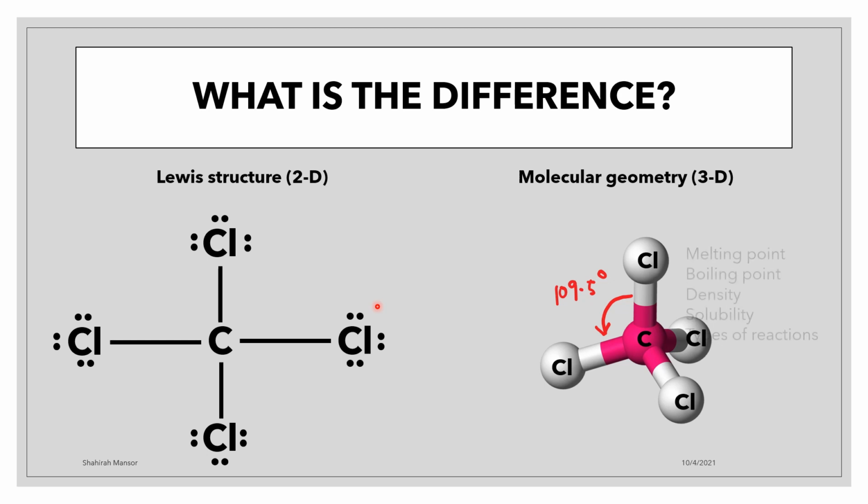And also, by knowing the geometry of the molecule, we are able to identify some other properties of molecules such as melting point, boiling point, density, solubility, and also types of reactions. So to study whether CCl4 is soluble or insoluble in water, we can get it firstly from the molecular geometry, because from the molecular geometry later on, you can also study the polarity of the molecule. So in this lecture, we are going to study the molecular geometry or molecular shape for certain molecules from their respective Lewis structures.